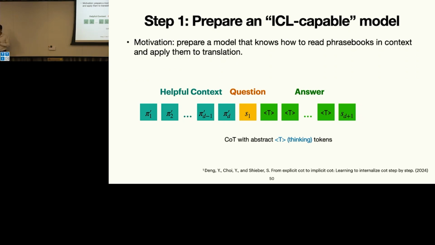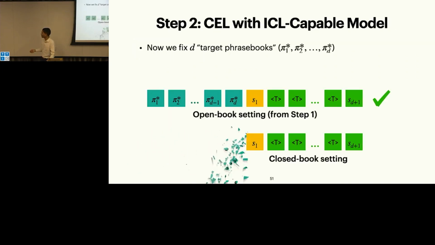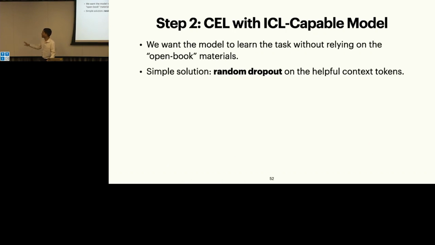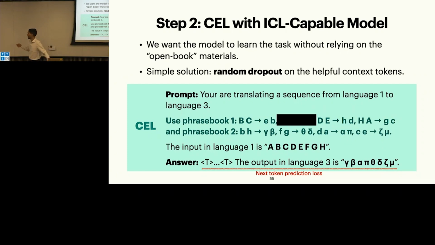Okay, and then you fix the phrase books. Yeah. And you continue training with fixed phrase books, and we drop out. Yes. That's all we are doing. And then you're just randomly dropping rules. We're not removing everything, just 20% of the rules at each step of training.